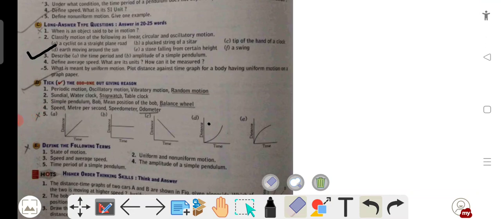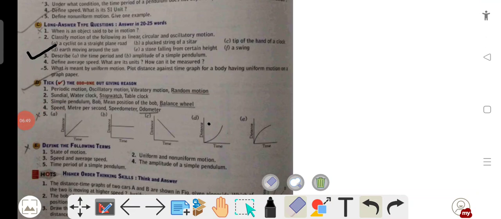Now question number D: tick the odd one out, giving reason. D1: periodic motion, oscillatory motion, vibratory motion and random motion. Periodic motion occurs periodically, oscillatory motion is a to and fro motion, vibratory motion vibrates. The odd one is random motion because it changes its path abnormally.